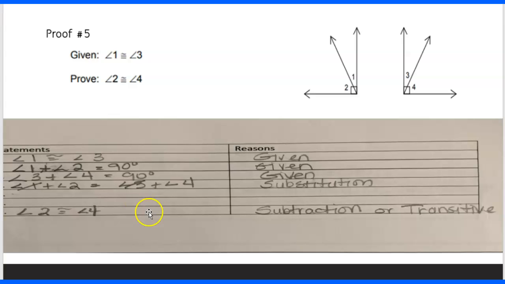And then I am going to get rid of, and you notice I made some little marks here because I know that angle 1 and angle 3 are equal. I can get rid of them. They're the same thing, I can get rid of them. And then I'm left with angle 2 equals angle 4, subtraction or transitive property. Transitive probably a little less. I like the subtraction better just because you pull this out.